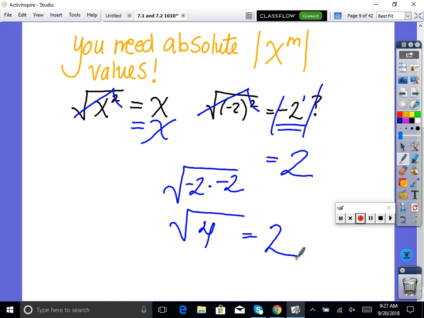So let's see. Do we need absolute values on this one? Even root. There's not a 1th root, guys. If there's nothing here, it's a 2. We all know that, right? Even root, you get an odd exponent. 1 is odd. Do we all know that 1 is an odd number? So do we need absolute values? Yes.